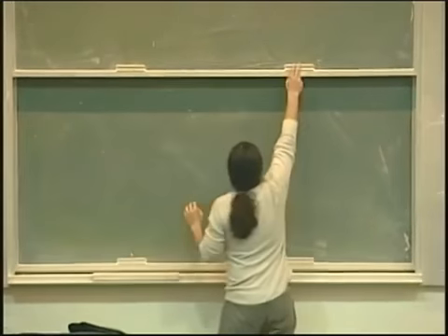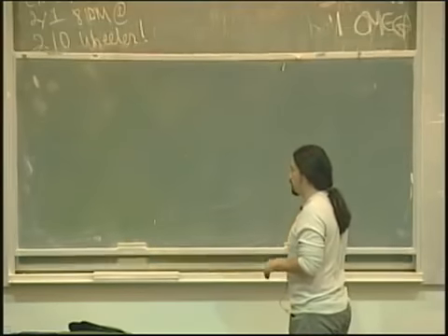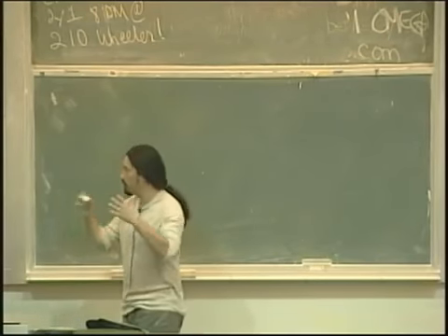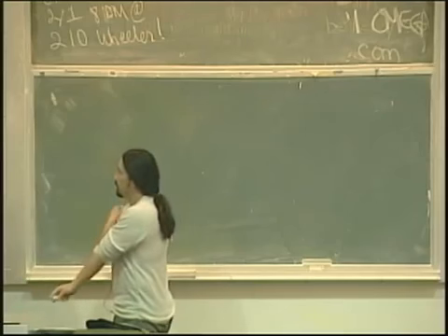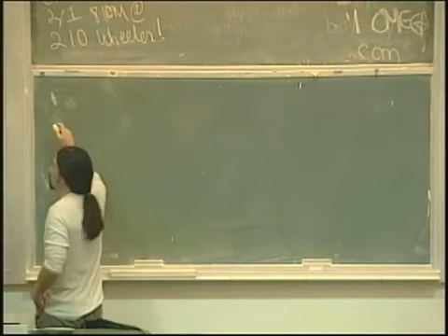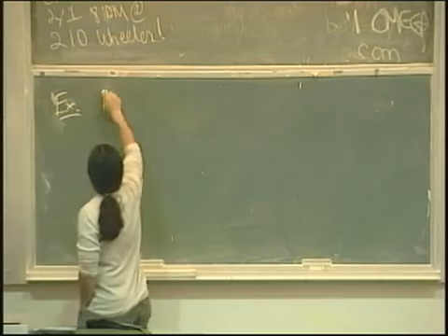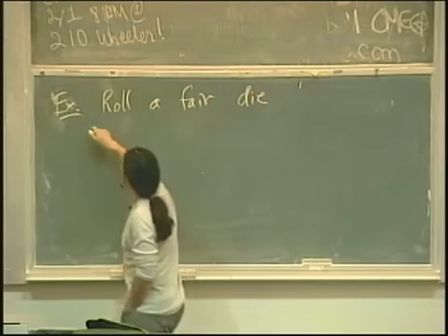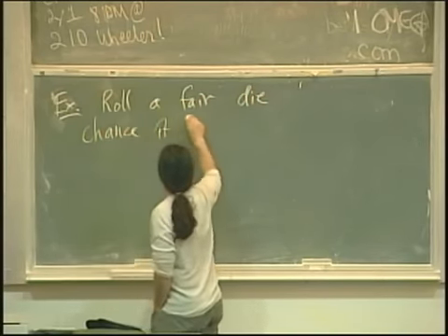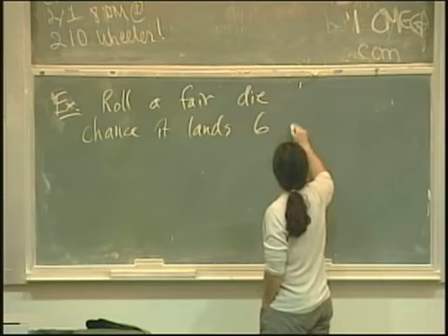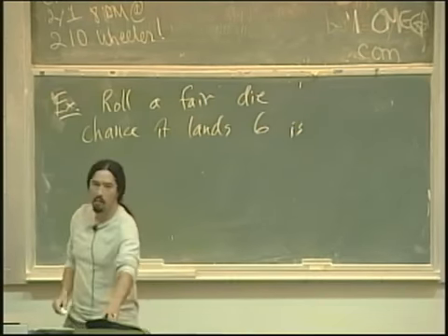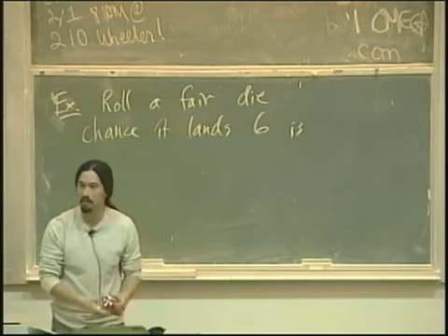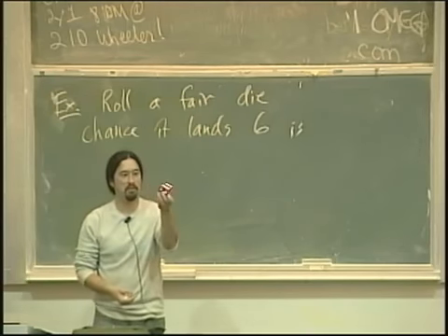So I'll do one more, really quick and fairly simple. I'll give you mostly simple examples to start with until we get most of the tools and rules set up, and then the examples will get a little bit more complicated. So one more easy one. Roll a fair die. Chance it lands 6 is what? When I say die, I also mean it has 6 sides, not any fancy Dungeons and Dragons dice. This is a presumably fair die.